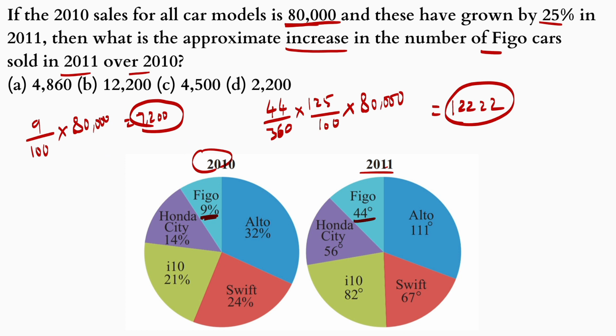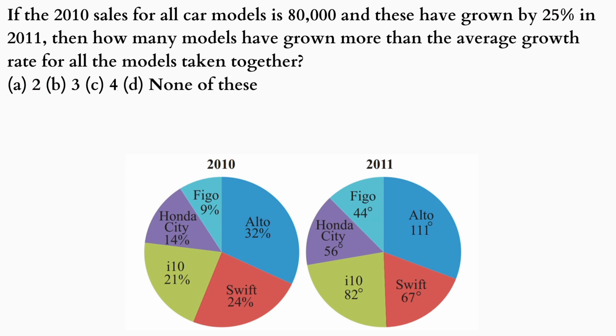But we are asked to find out the approximate increase. So what is the difference of these two values? It's 5,022, right? But we are asked for the approximate increase, and 5,022 is not mentioned anywhere in the options. So the closest option is 4,860, right? So if the 2010 sales for all car models is 80,000 and these have grown by 25% in 2011, then how many models have grown more than the average growth for all the models taken together?